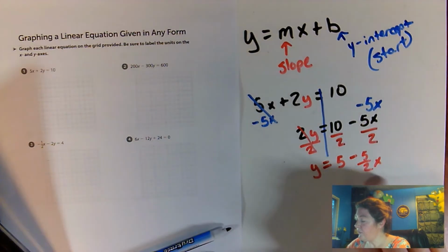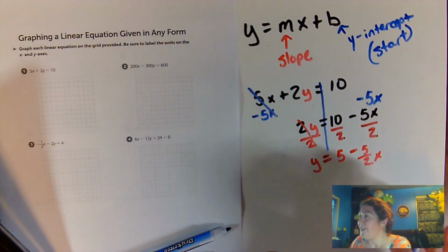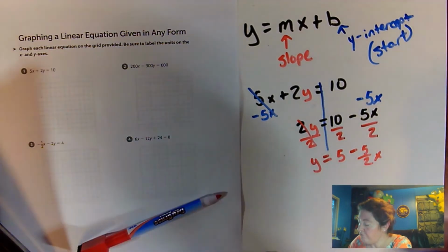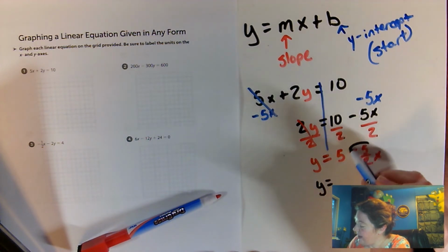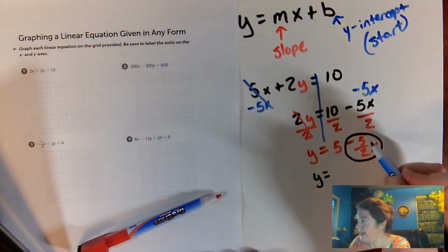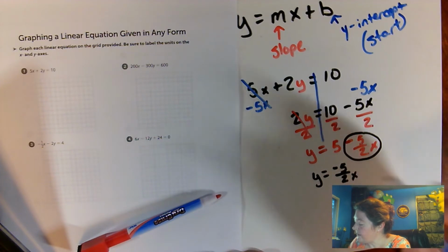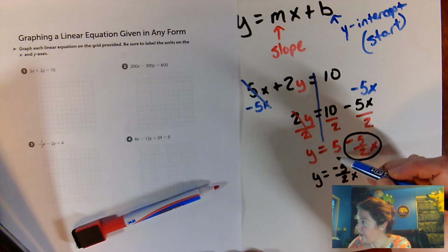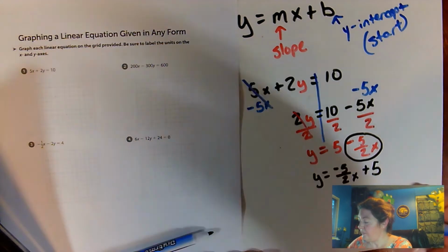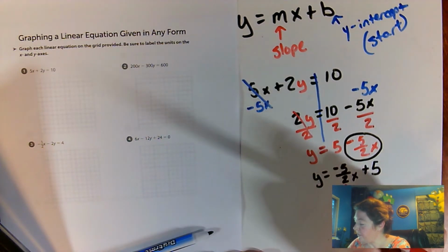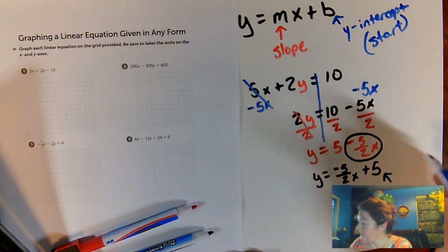Alright, now I've got my b and my mx in a different order. That's actually okay, but just for the sake of it, y equals, this has to move together. The sign in the front is attached. Y equals negative 5 over 2x. This is positive, plus 5. Now I have my equation. This is my m, so this is my slope. This is my b, so this is my start.